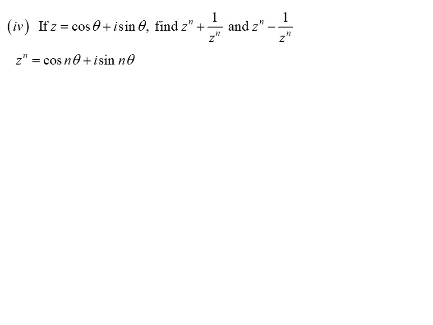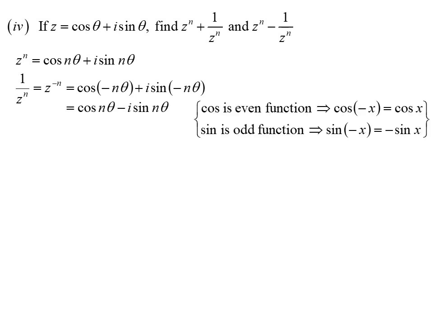Okay, so z to the power of n using de Moivre's theorem would be cos n theta plus i sine n theta. 1 on z to the power of n would then be cos of negative n theta plus i sine negative n theta. But I could rewrite that as cos n theta minus i sine n theta because I know cos is an even function. So cos negative n theta is the same as cos n theta. Sine is an odd function, so sine negative n theta is the same as negative sine n theta. In fact, I've ended up with the conjugate.